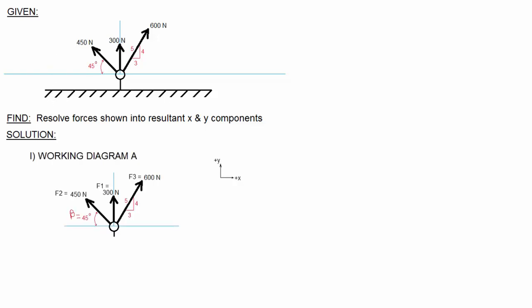Our working diagram is very simple. It looks very much like the original diagram with the exception of some additional things. First of all, don't forget a sign convention. Every problem needs a sign convention determining and defining which way is positive x and positive y. You also need to label all forces and angles. So you can see I've labeled F1, F2, and F3 here. And I've labeled this angle right here, the 45 degree angle, as beta.